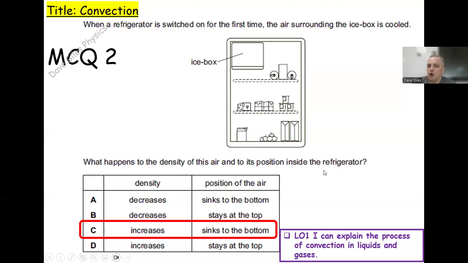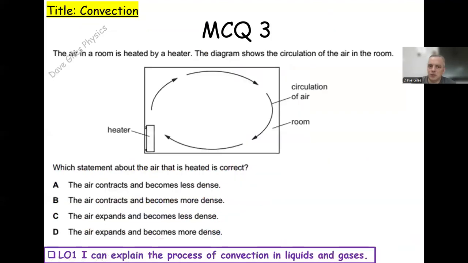Last multiple choice one. Here, the air in a room is heated by a heater. The diagram shows the circulation of the air in the room. Which statement about the air is correct? It's that the air expands and becomes less dense.